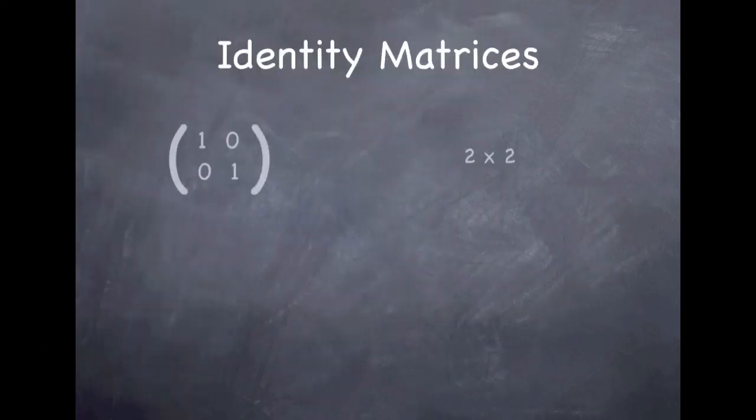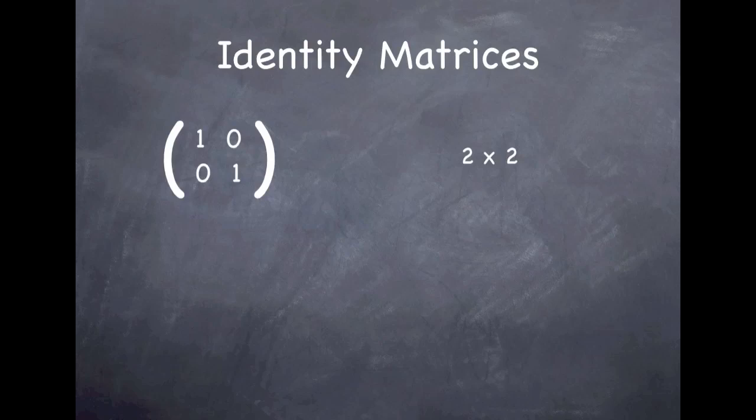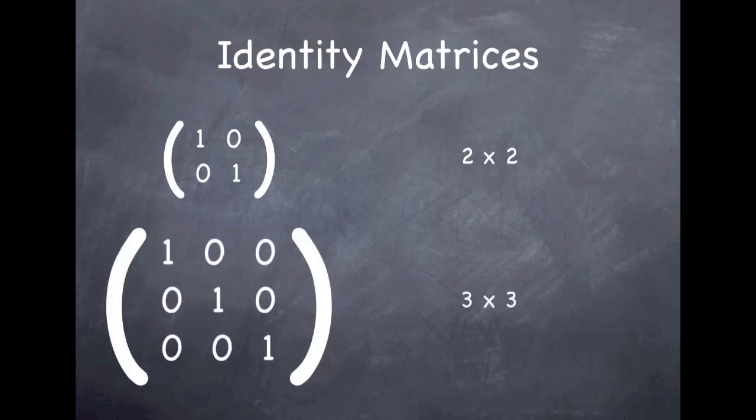This is a 2x2 identity matrix, and this is a 3x3 identity matrix. Identity matrices can be any size as long as they are square. They are the matrix equivalent of 1, so if you multiply any matrix by one of these, because you can't multiply any matrices together it depends on which matrix, you'll get the same matrix as you multiplied it by.